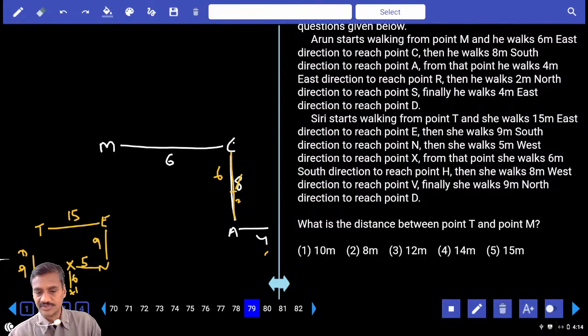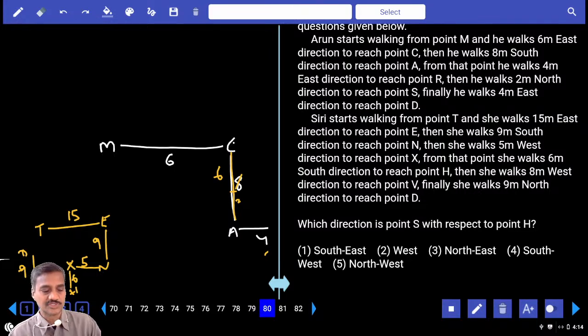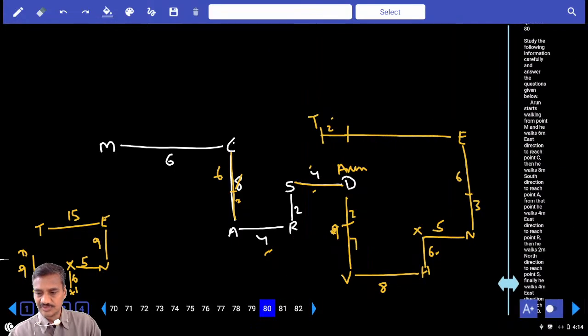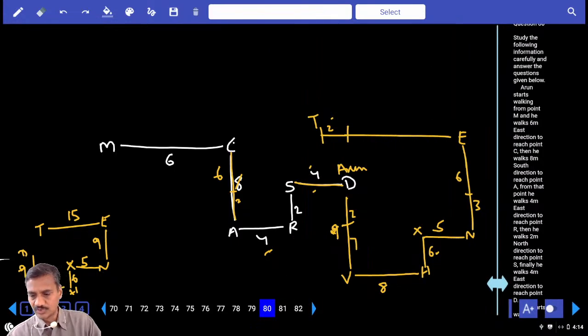Then the next one, T, 15, 9 and so on. The next one, 80th: which direction is S with respect to H? Now we need to find out S with respect to H. S is towards which direction? North and west, northwest. Northwest is given in choice 5. Question number 80, what is the choice we have? Choice 5. 80 is choice 5.